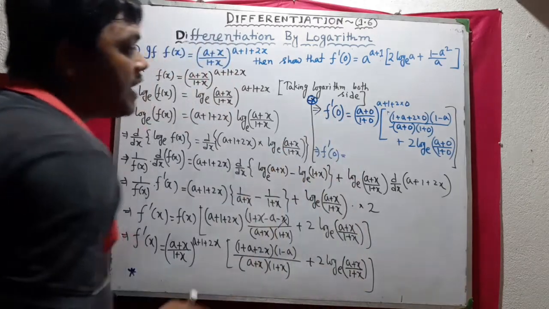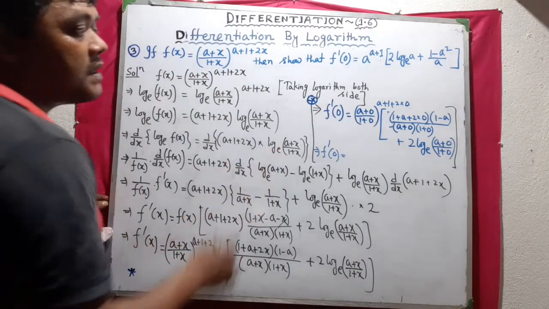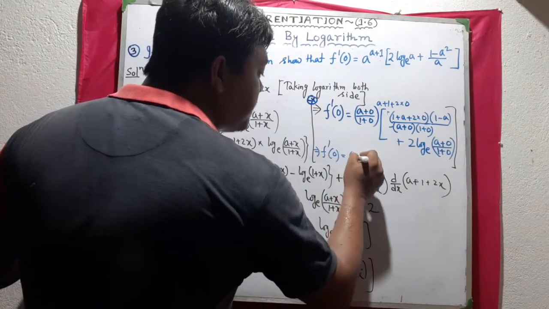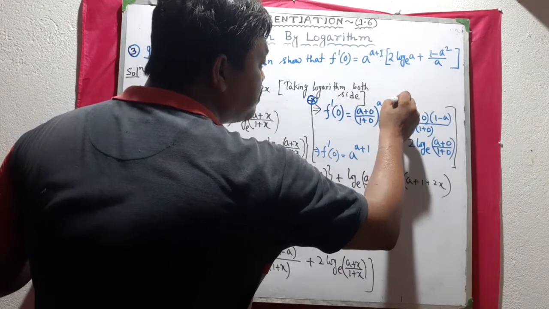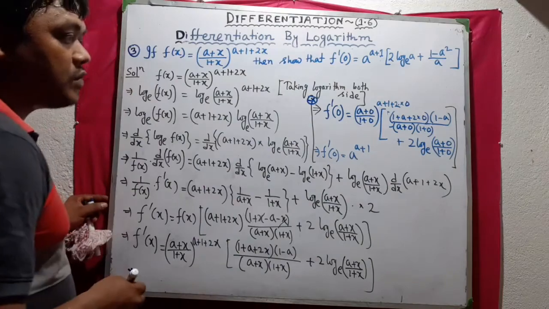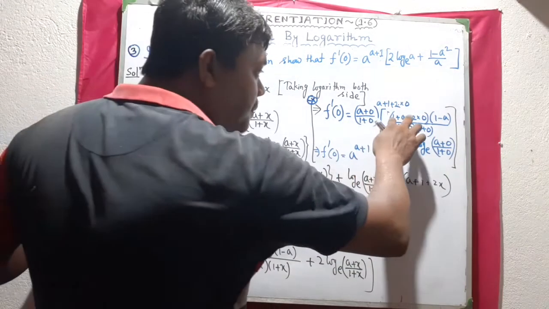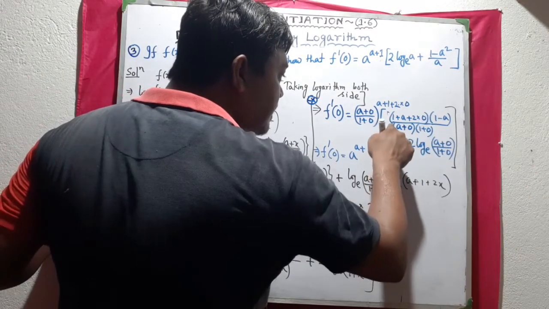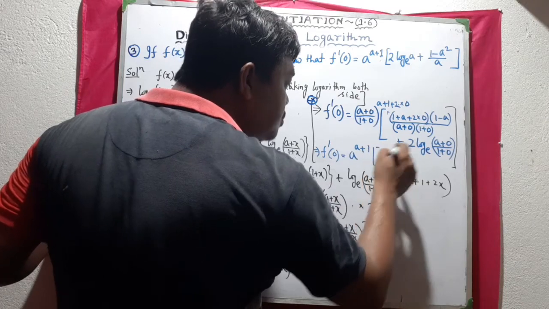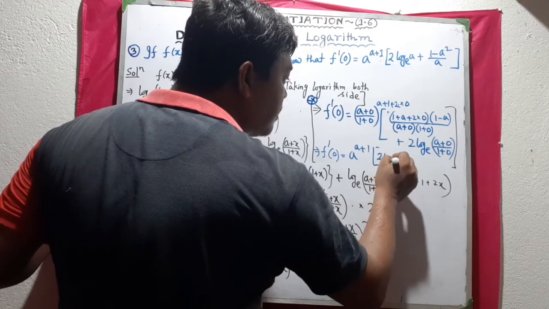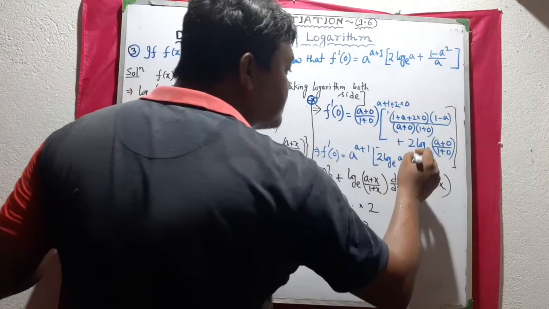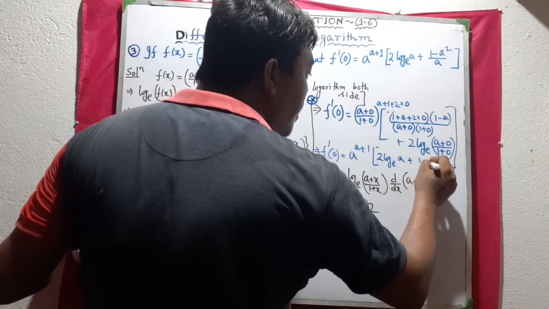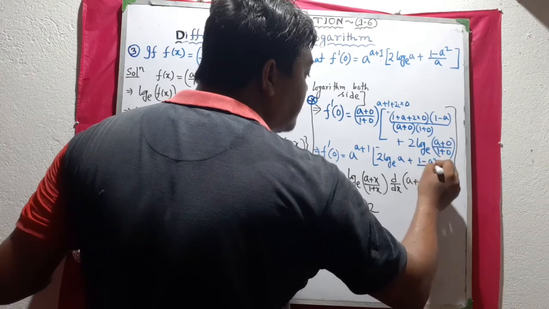Now we do the calculation. a plus 0 that is a, 1 plus 0 that is 1, so a to the power (a plus 1), 2 into 0 is 0, a plus 1. In this part, see, 1 plus a and 1 minus a, that is 1 minus 2 log a base e, and 1 plus a and 1 minus a, that is (1 minus a squared) by a.